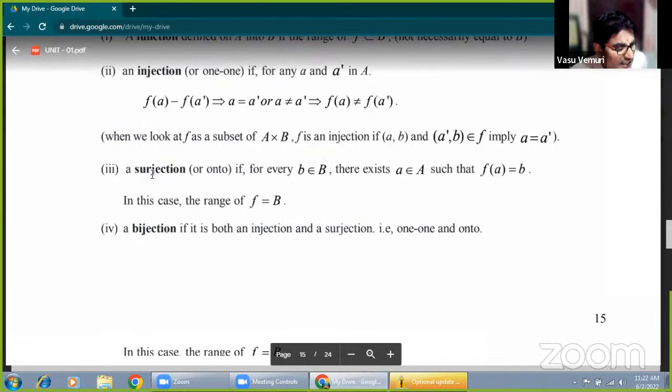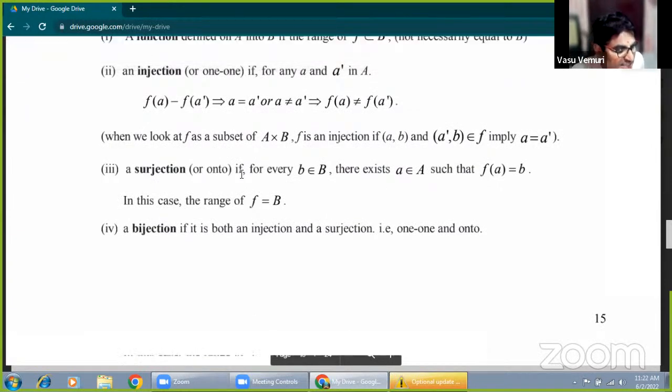Now, in the same manner, what is the surjection? Surjection means that it is the onto map. Suppose small b belongs to capital B. The codomain element b is also one of the elements in the capital B set, and a is also one of the elements. Before that, there exists a, which is also one of the elements in the capital A.